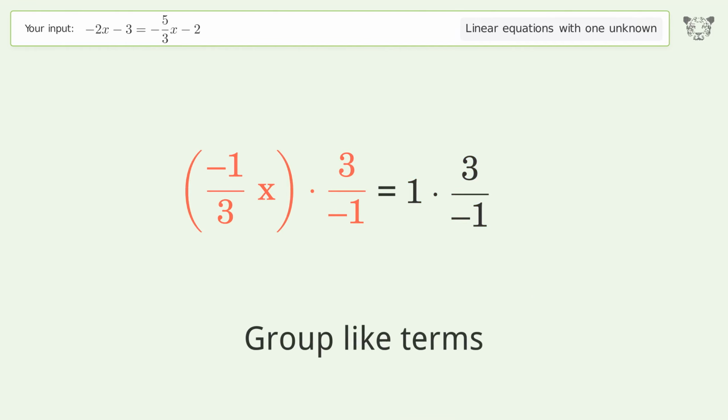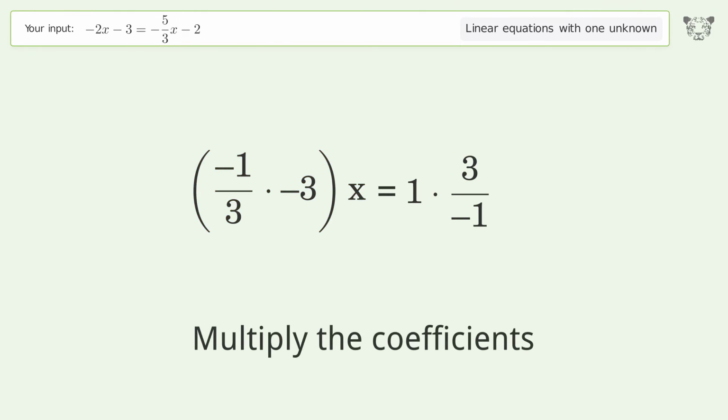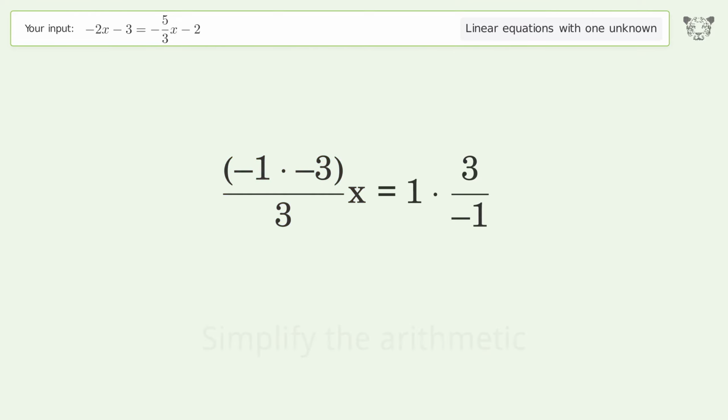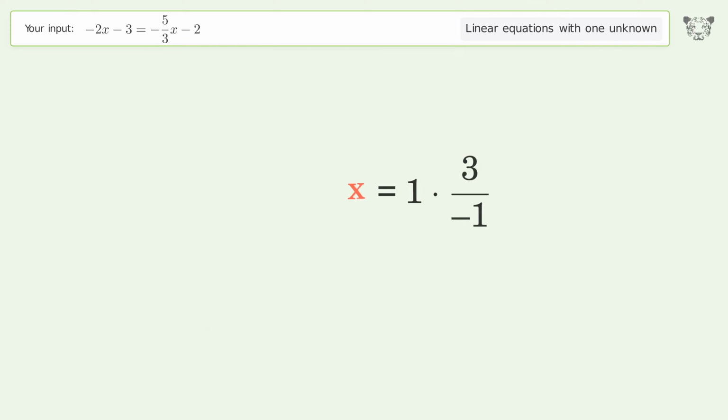Group like terms. Multiply the coefficients. Simplify the arithmetic. And so the final result is x equals -3.